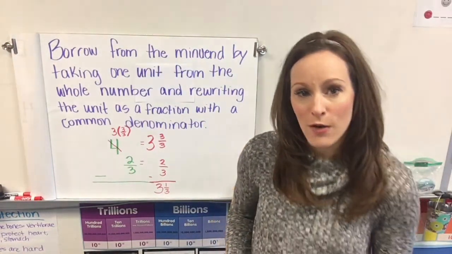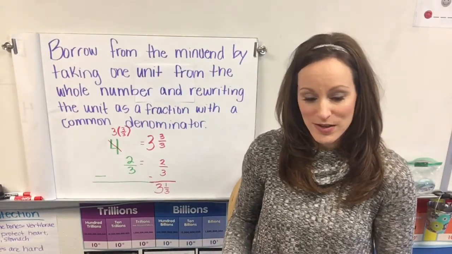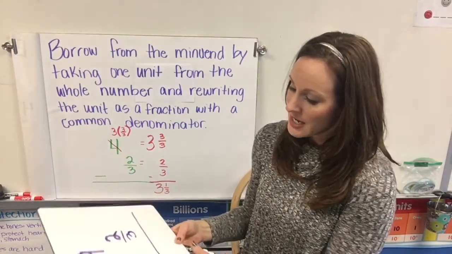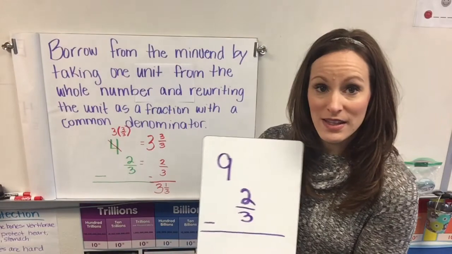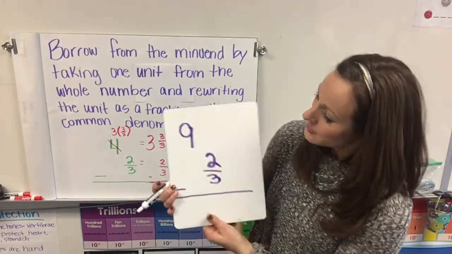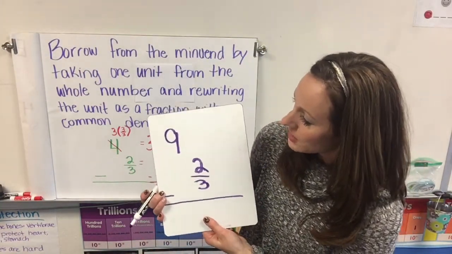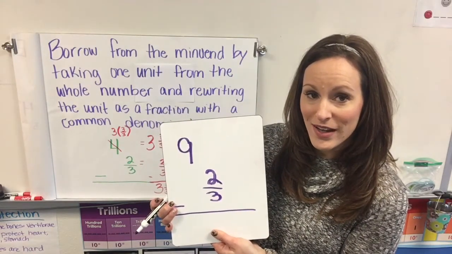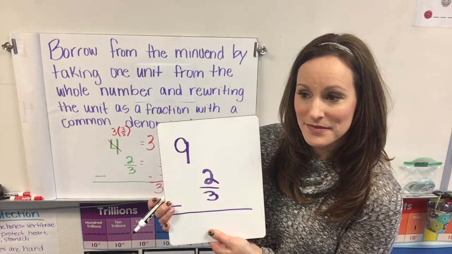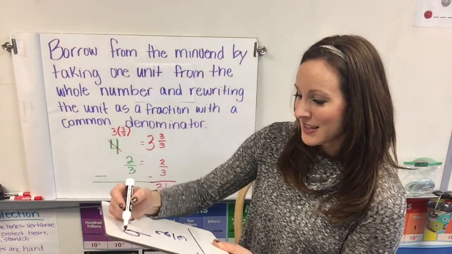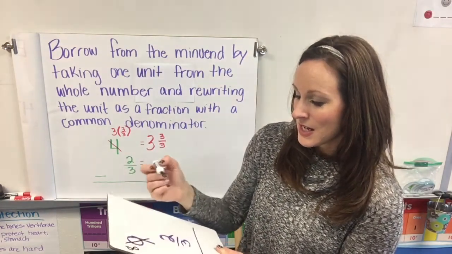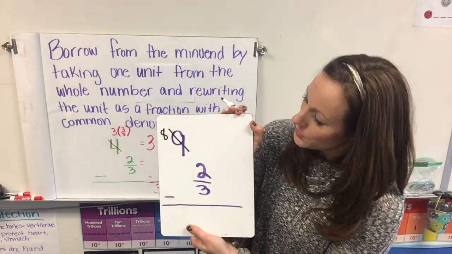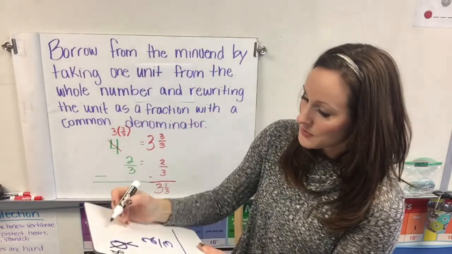I'm going to work one more out for you, and then I'm going to give you your practice problem for tonight. This problem is 9 2/3. I'd like you to write this and work along with me. So I have 9 2/3. I want you to go ahead and cross out and do your borrowing. What that should look like is this: you're taking 1 away from your 9, which gives it an 8.